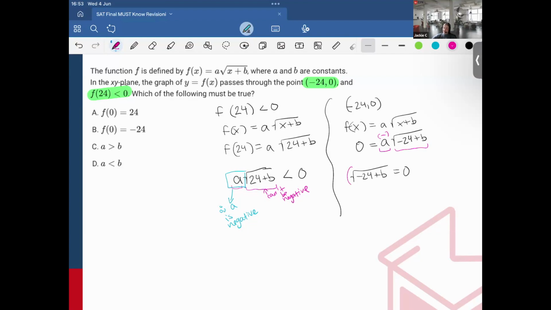Okay, so then to further solve this, I'm going to square each side. So I get negative 24 plus b is equal to 0 and add 24 to each side. And I get that b is equal to 24. So I know b is positive 24, a is negative. So therefore, b is greater than a, or a is less than b. And that's the amazing answer for that. Wasn't it so good and so amazing?